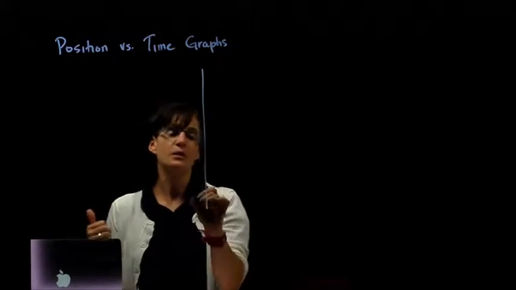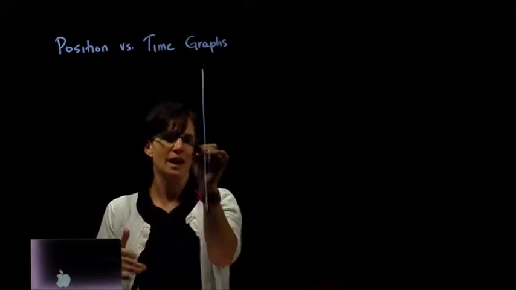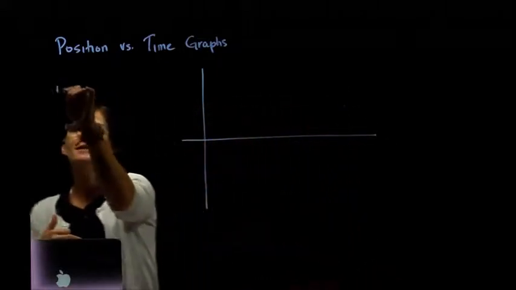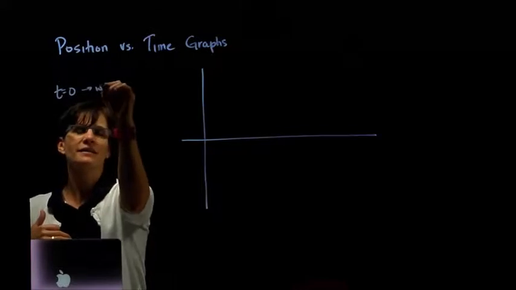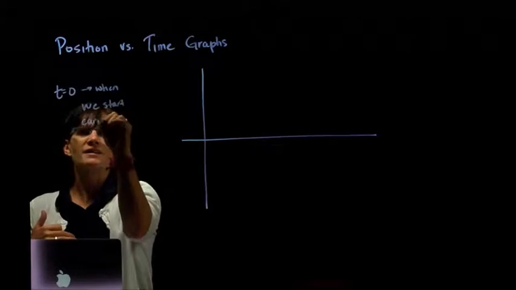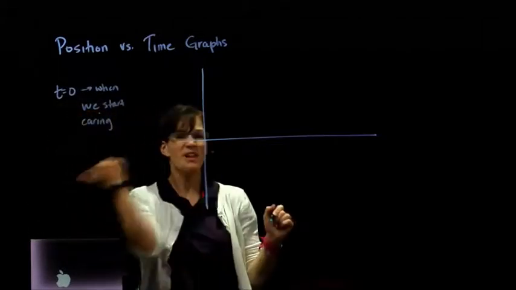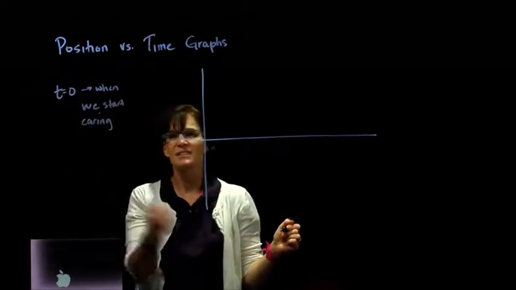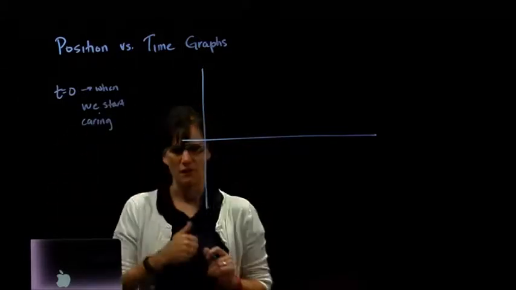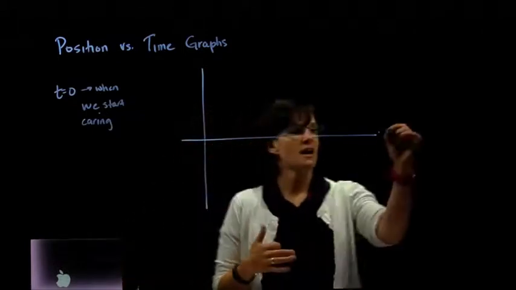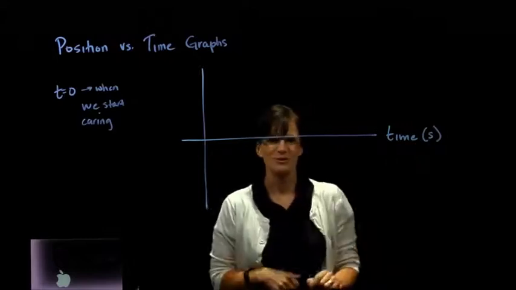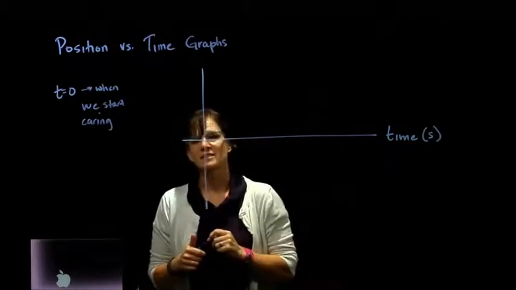Because we're going to define the initial time as being time point 0, when we start caring about the motion is when time equals 0. We're not going to define negative time before we start caring, so we don't have to worry about this half of the graph. On our graph, time will be on the x-axis. So time, and our unit, of course, is seconds. The y-axis is going to be position.